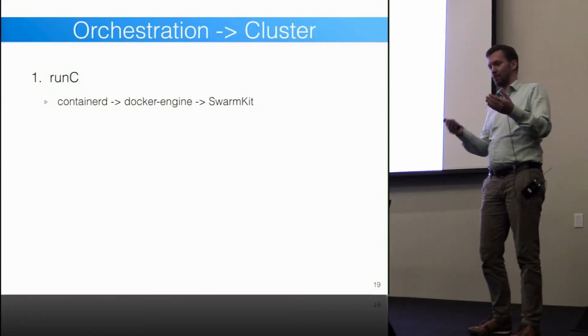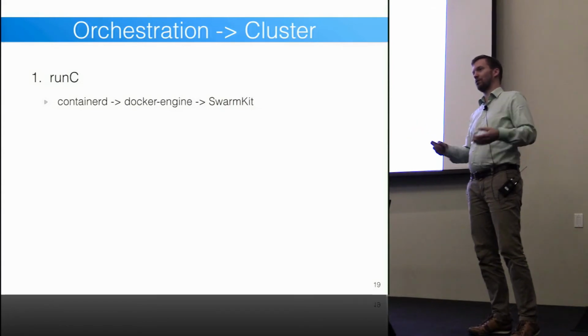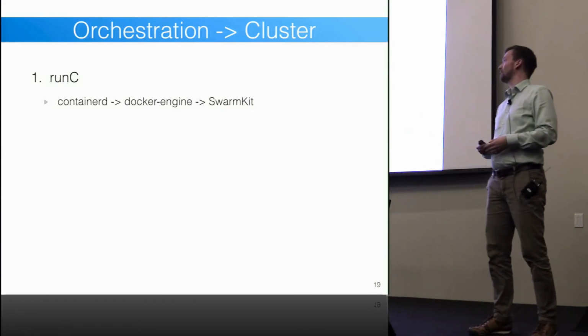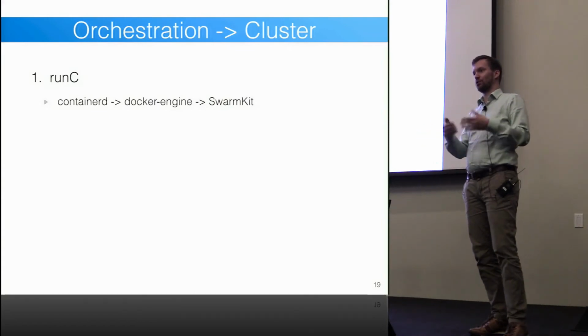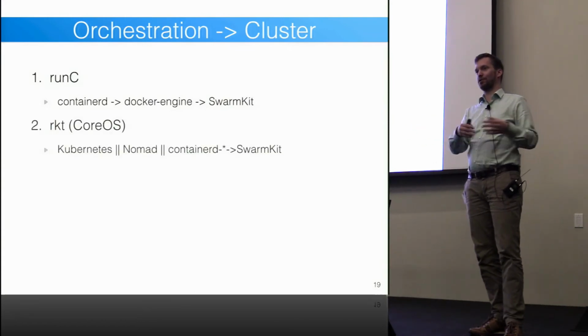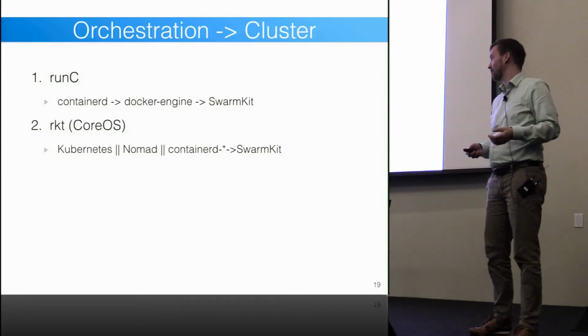And once you have done this on one host, you want to cluster it. So you want to spread it across multiple hosts. For Docker, the Docker ecosystem, there's SwarmKit. So SwarmKit is just a way of clustering multiple Docker engines on multiple hosts and letting them interact together.